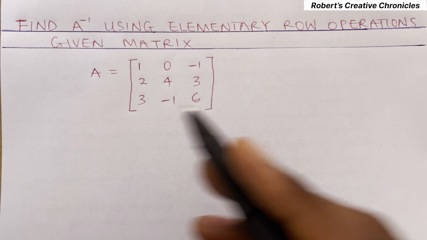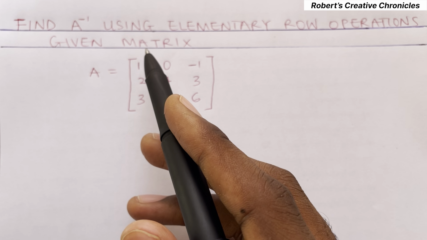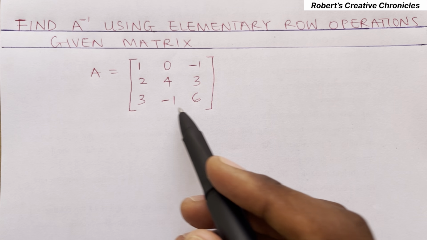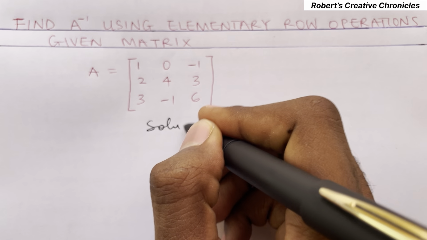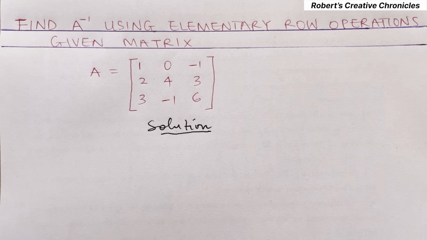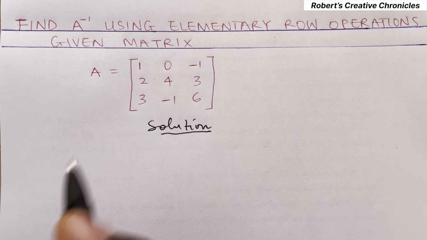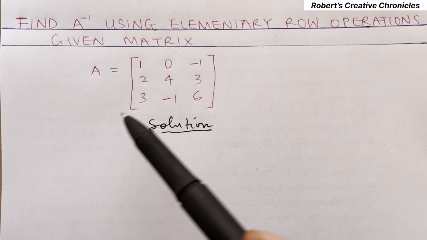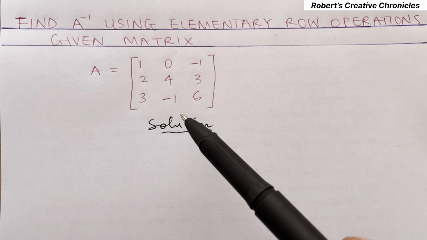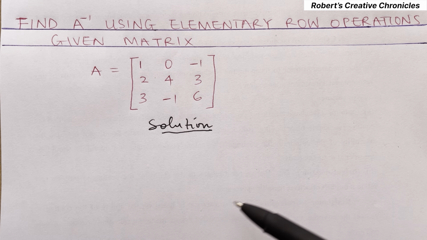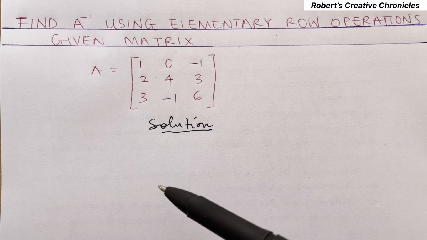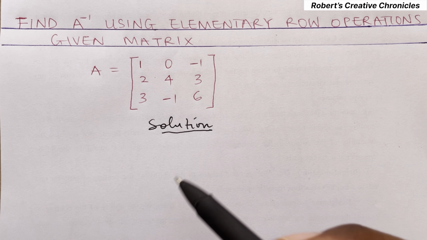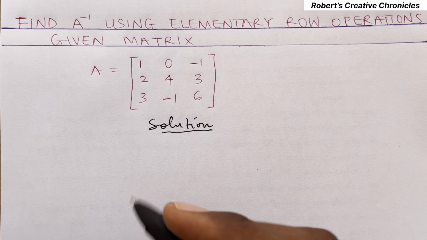So today we'll be solving this question, which states: find A inverse using elementary row operations. Given matrix A is equal to this. Solution: in elementary row operations, to find the inverse of this matrix A, we have to create another matrix such that we make the left hand side of that matrix an identity matrix, which is a 3 by 3 identity matrix. So let's write the matrix.